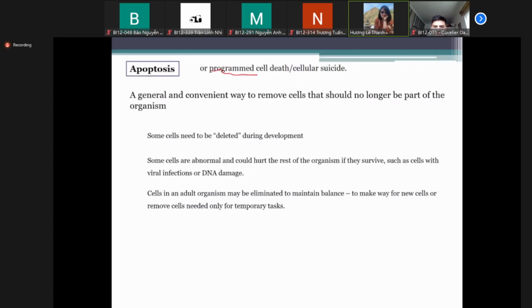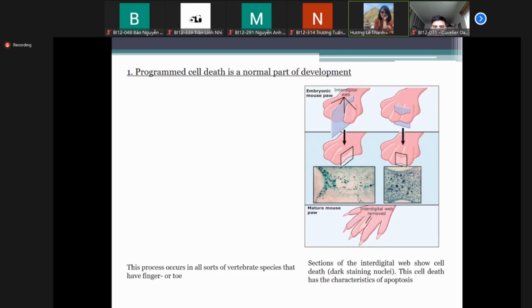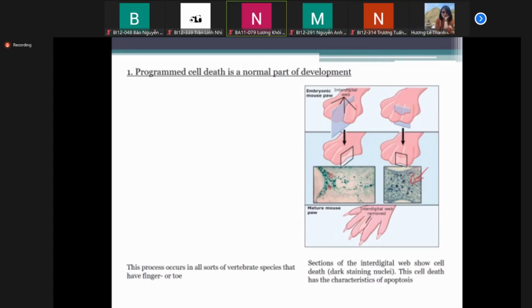So the first one, programmed cell death, apoptosis, is a normal part of development. You can see in these pictures we have a section of the interdigital web. The cells are dying, and they are staining the nuclei, and you can see that the dying cells have the characteristics of apoptosis because they have numbers of nuclei here that are disintegrated. And this process occurs in all sorts of vertebrate species that have fingers or toes.